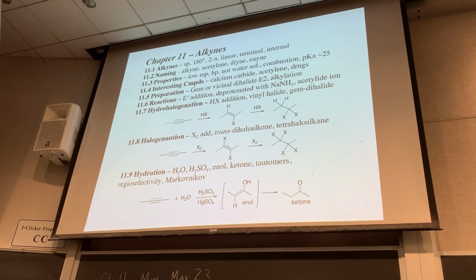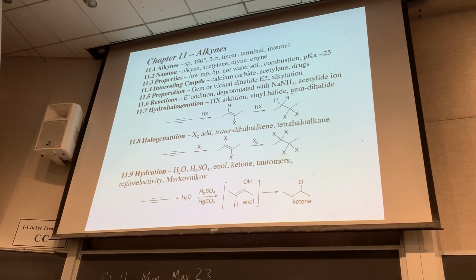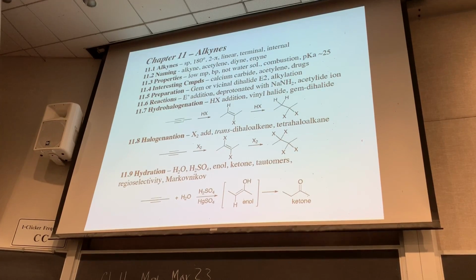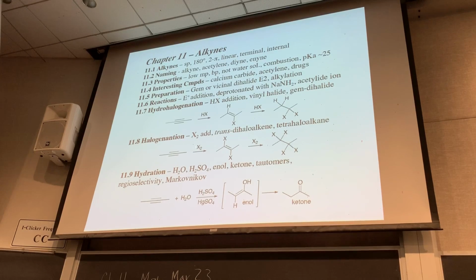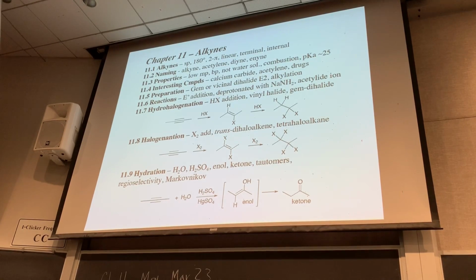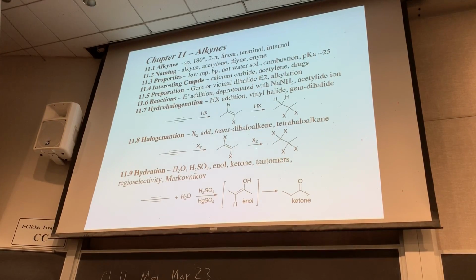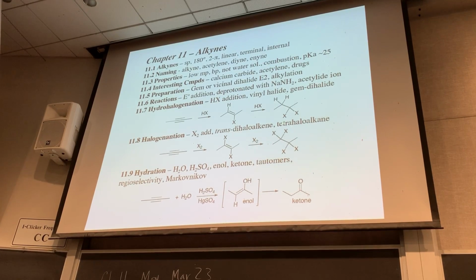And then with addition of a second equivalent, you can form the geminal dihalide from the alkyne. Halogenation, same thing as before with bromine or chlorine, getting the dihalo product, and it's the trans product there. So that's really the only one where we've got to worry about stereochemistry. And then if you add a second equivalent, you go to the tetrahalo product.